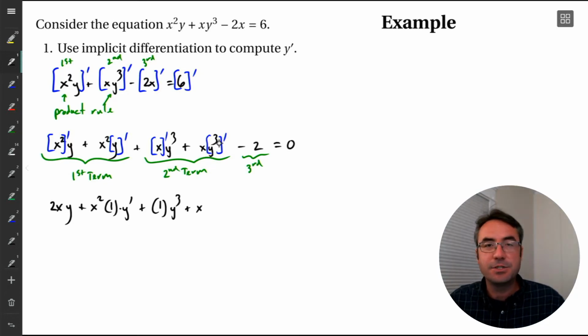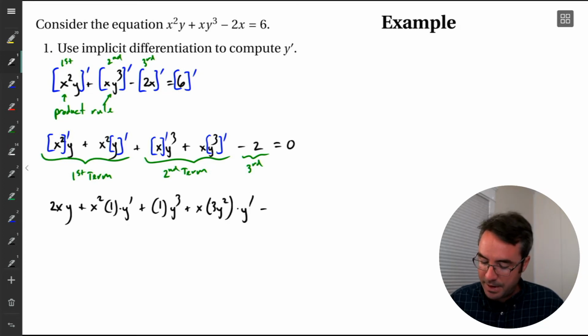And now we have to differentiate this y cubed term. So it's only a y, so we differentiate like usual. We get 3y squared, so regular power rule. Y cubed, we get 3y squared. And then we multiply by y prime. So that's kind of the new part here. We're multiplying by y prime. And then we have our minus 2, and this is equal to 0.